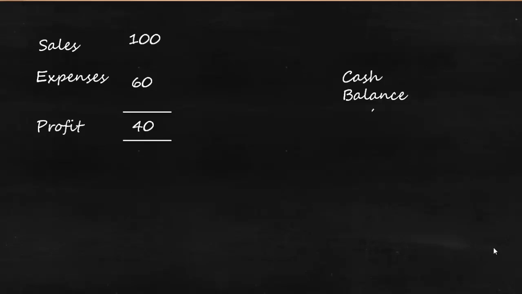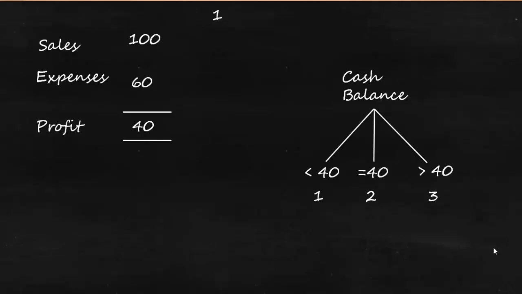Three possibilities are there. One, it can be less than 40. Two, it can be equal to 40. And three, it can be greater than 40. So in what scenario can it be less than 40? We'll call it scenario 1.